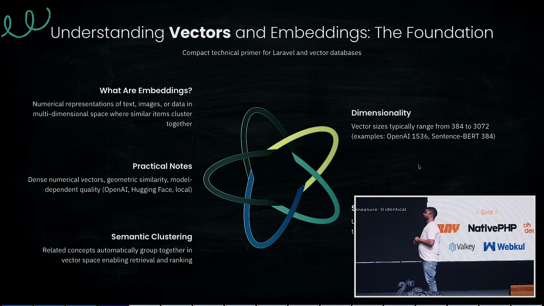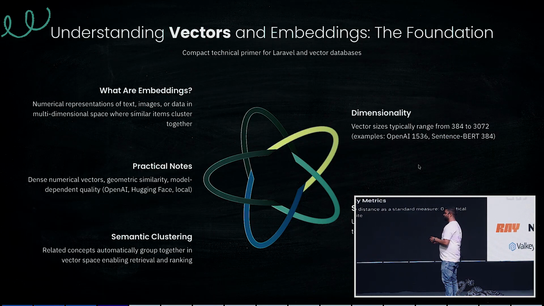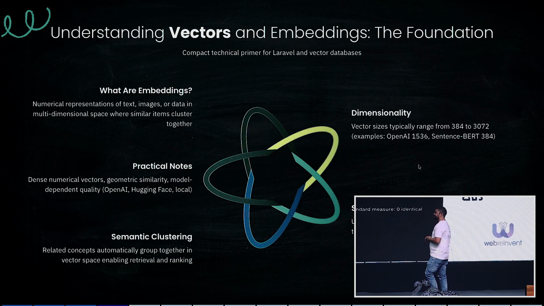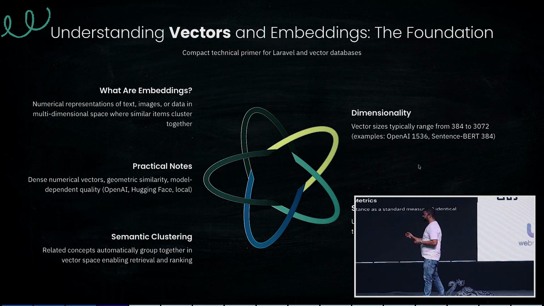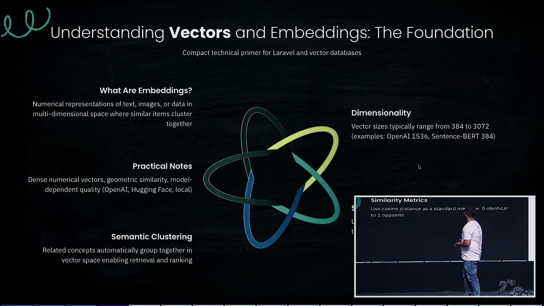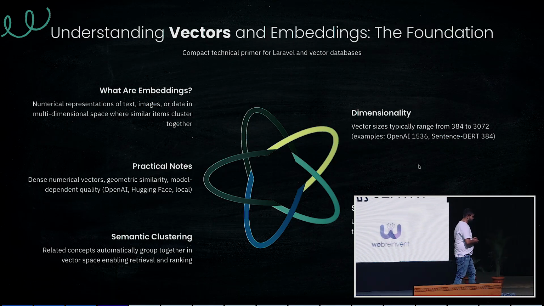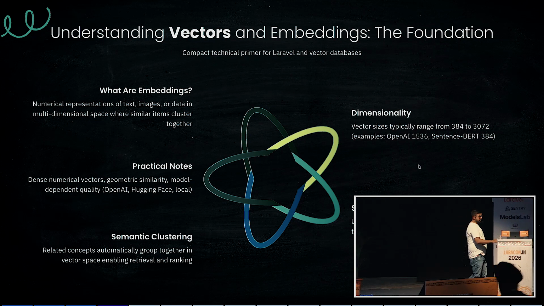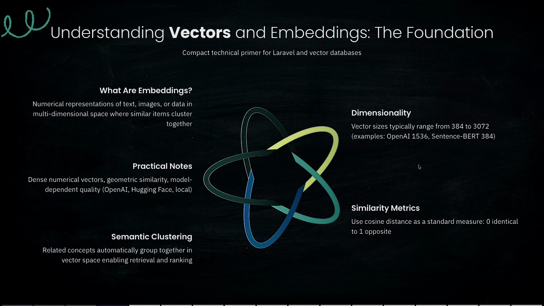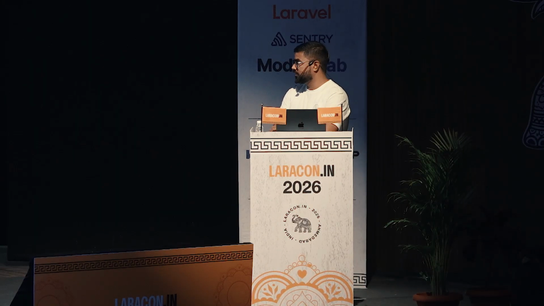What are the practical notes? Embeddings are dense numerical vectors, with geometric similarity and model dependency, whether it's OpenAI, Hugging Face, or a local model. Next is semantic clustering: related concepts are automatically grouped together in the vector space, enabling retrieval and ranking. Next one is dimensionality. Vector size ranges from 384 to 3072. An example is OpenAI, which comes with 1536. The similarity metric uses cosine distance as a standard measure, where 0 is identical and 1 is opposite.